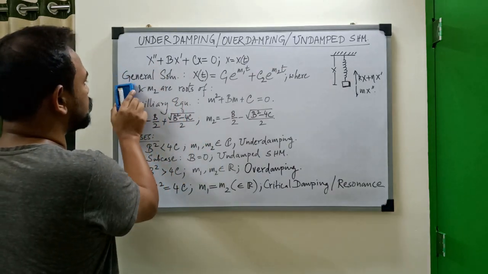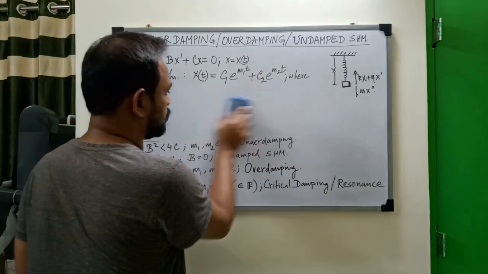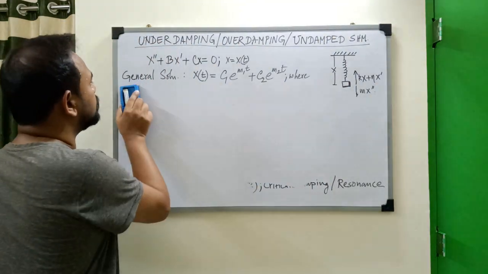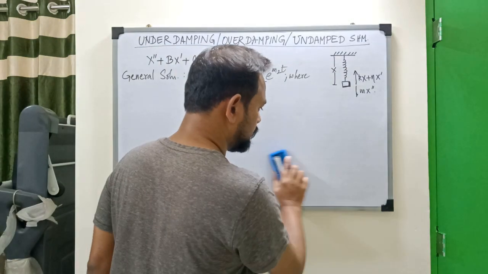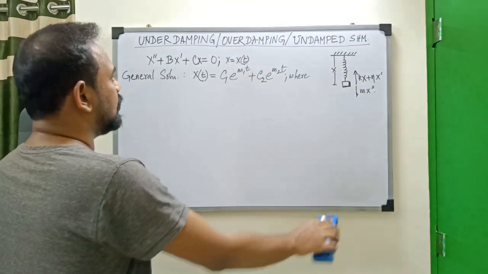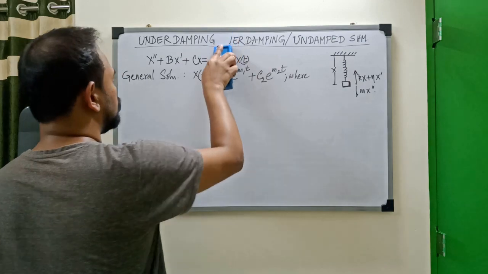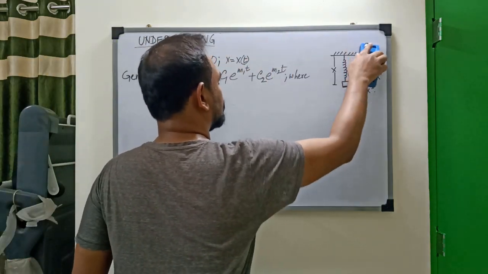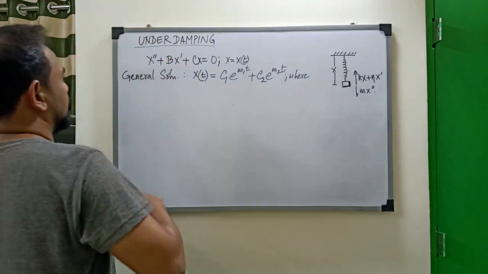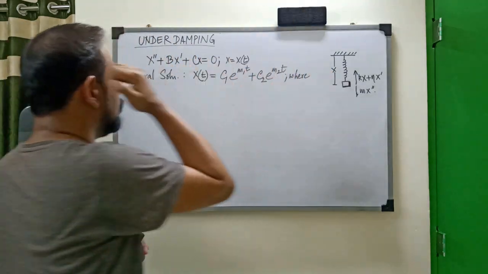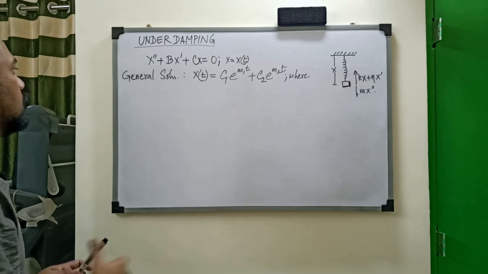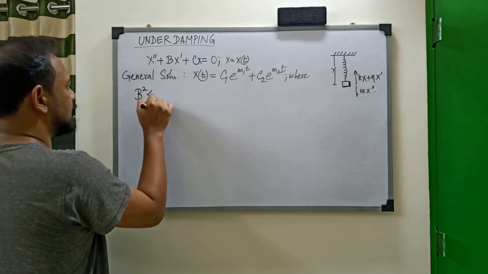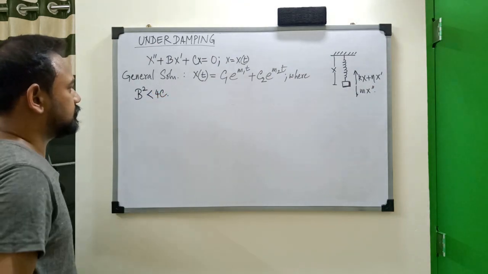Underdamping. Let's leave only the problem and the general solution up there, and discuss the case of underdamping. As I said, underdamping happens when b square is less than 4c.